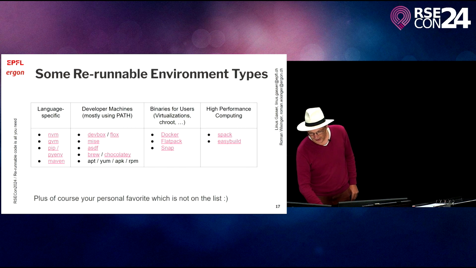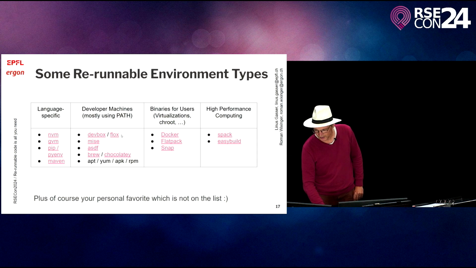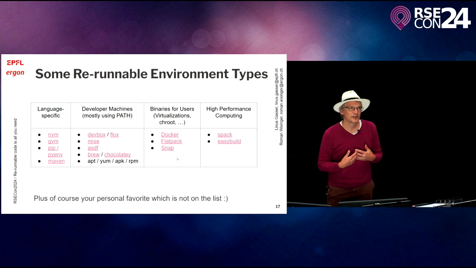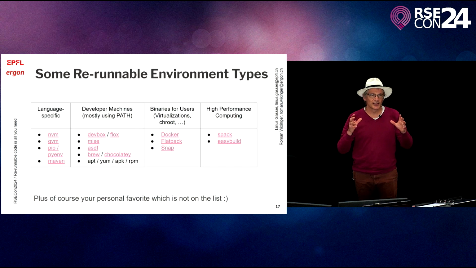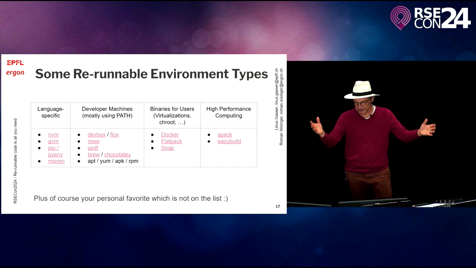And so this is where DevBox is useful. There's also Flux, which is similar. Then there's Docker, Flatpak, Snap. They are more for distribution, so for actually taking the program, making a Docker image, and then using that.